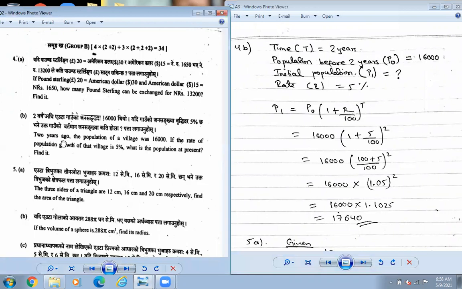So 2 years ago, okay, so time is given as 2 years. So 2 years ago the population of a village is 16,000. Sorry, not rupees, so 16,000.